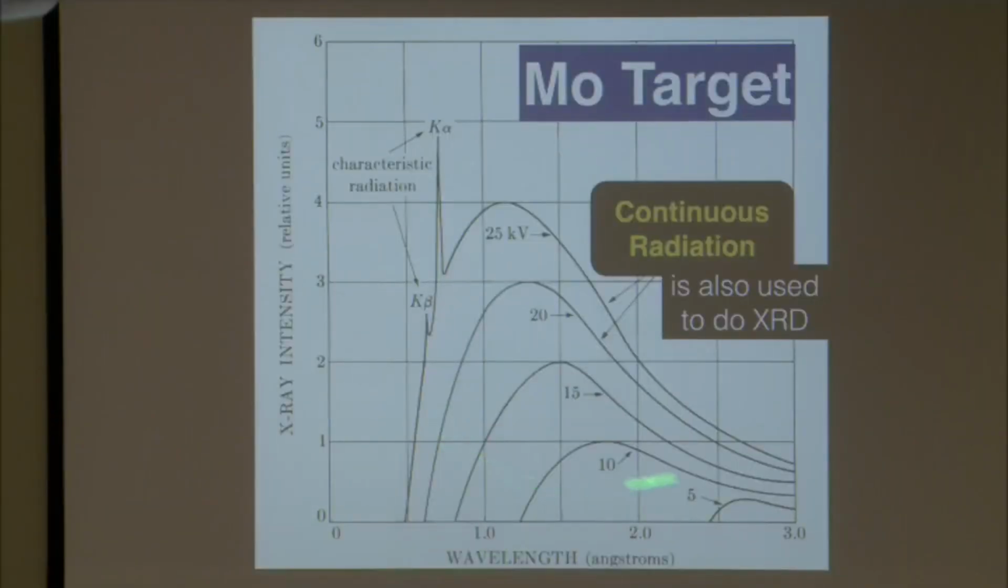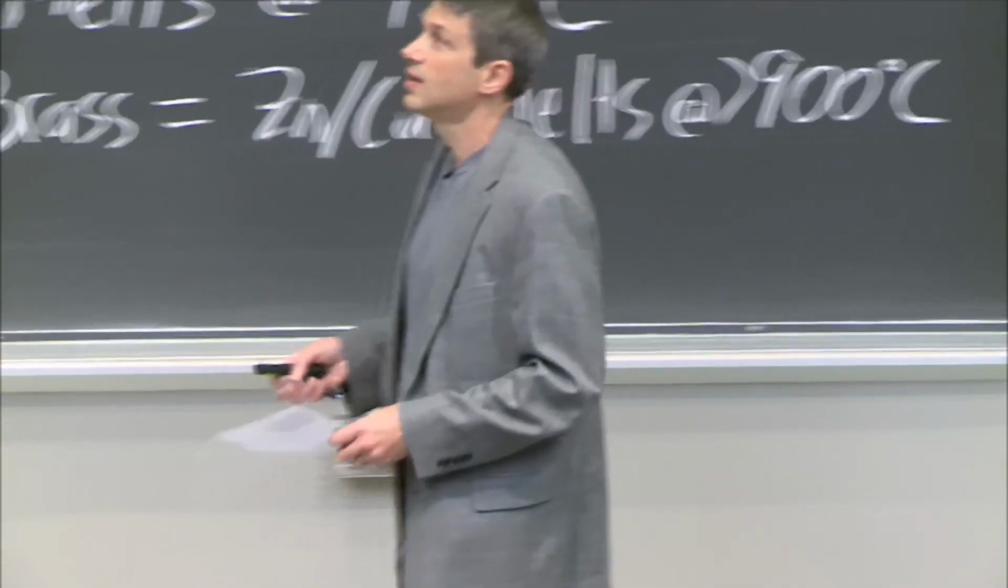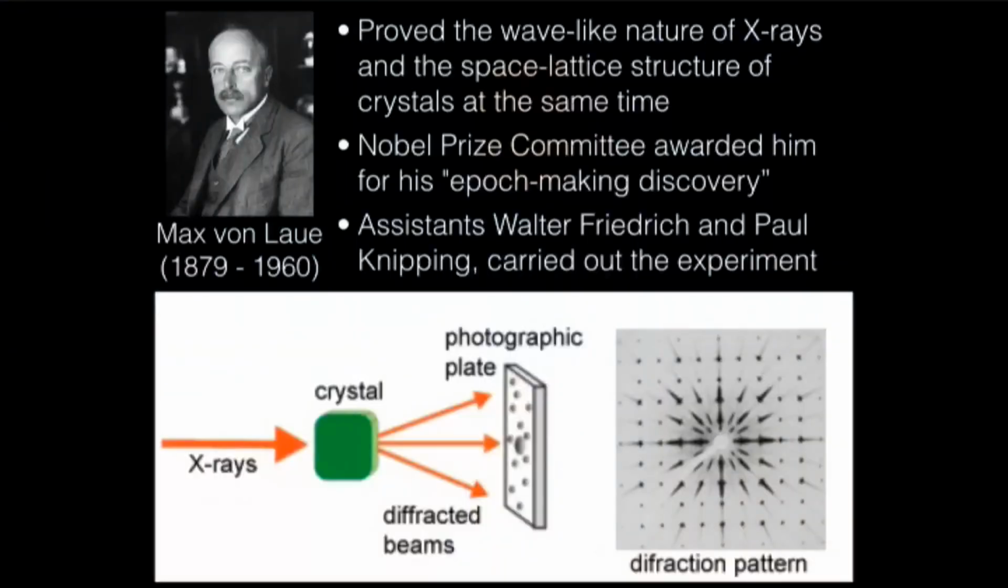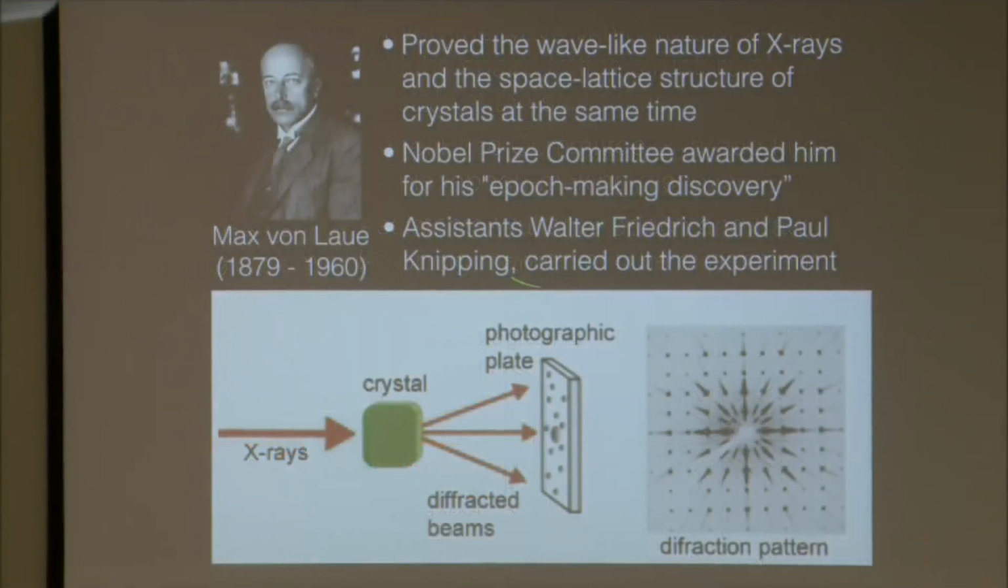But see now, this continuous part is also used. And it was used, like I said, by von Laue. And von Laue was, again, a really, really smart cookie. And he used the Bragg condition to prove that the X-rays and the space lattice structure of crystals can be interfered with each other to make this diffraction. But what he did was different. The Nobel Prize was given for this epoch-making discovery, and I'm actually very happy that the people that worked with him also shared the Nobel Prize, right?